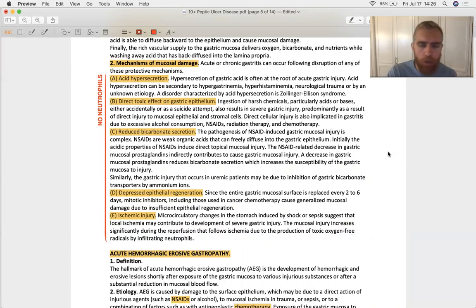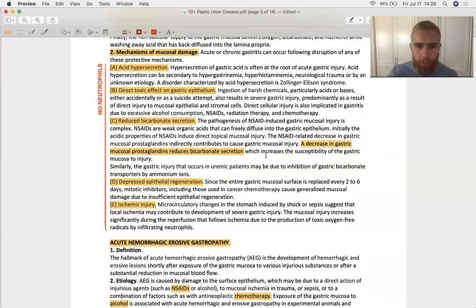We said alcohol is a toxin, NSAIDs are technically a toxin. Chemotherapy might irritate the lining of the stomach. Anything that reduces your bicarbonate secretion might lead to mucosal damage. And again, NSAIDs do that. Chemotherapeutics, there it is again, because it's important to know your gastric mucosa is constantly replaced. That's an actively dividing tissue.